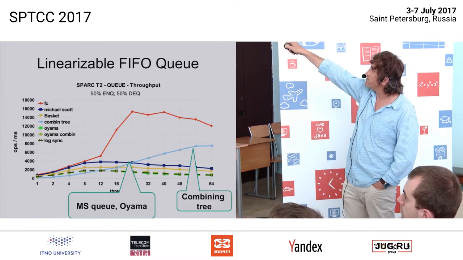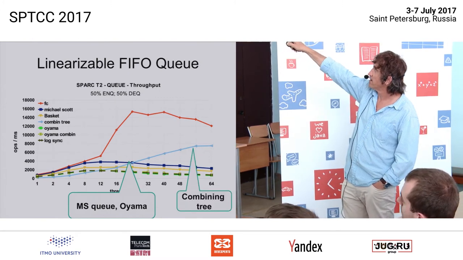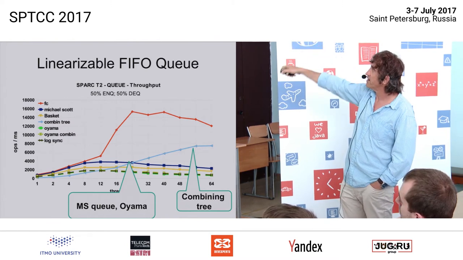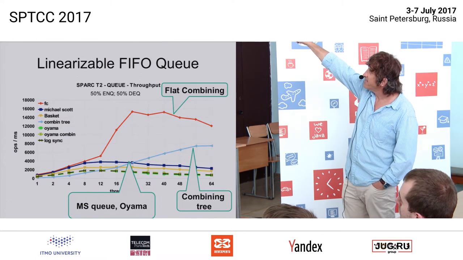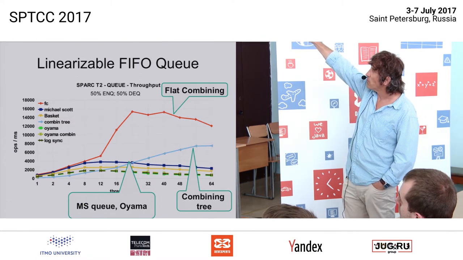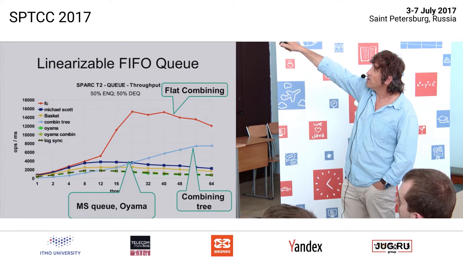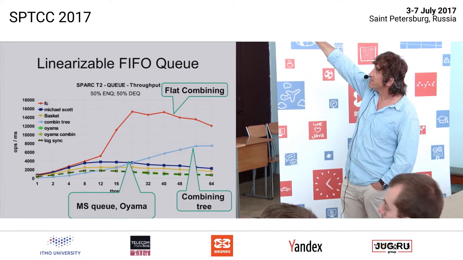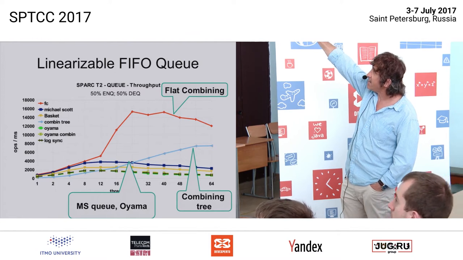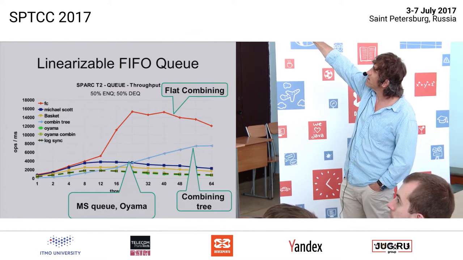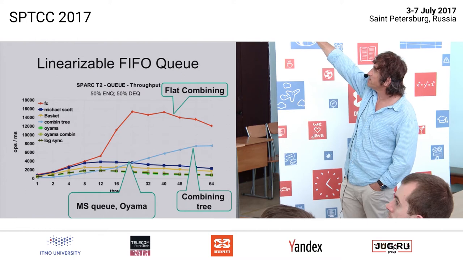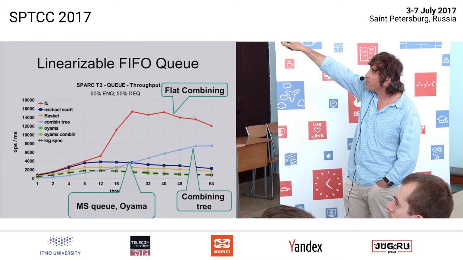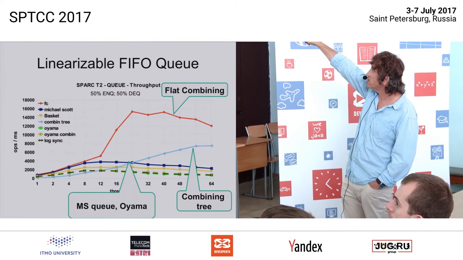This is a combining tree, okay? So it's doing combining, but in a tree structure with a lot of synchronization. And this, okay, this is the flat combining. What happens here? Well, up to 30-something processors, it's a factor of 10 faster than this. More, it's more than 10. It's maybe 30 times the speed up on Oyama. Okay? These are my fine-grained implementations, okay?